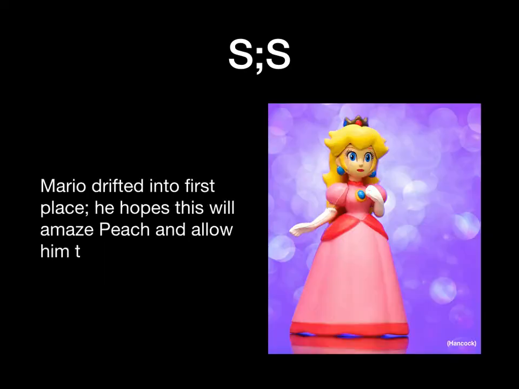Here's another one. Mario drifted into first place; he hopes this will amaze Peach and allow him to drift into her dreams as well. So you've got a sentence and another sentence about the two places that Mario hopes to drift. And so therefore, they're connected. You can connect them with a semicolon instead of a period.